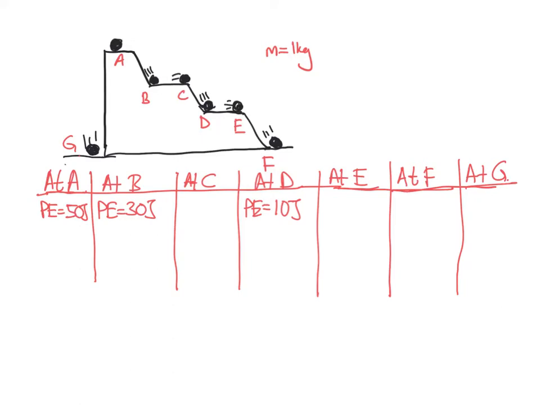Let's look at this question. Imagine there's a particle at a certain height. I'm not sure of the height, and it is moving downward from point A all the way to point F. You can see here that's point F.